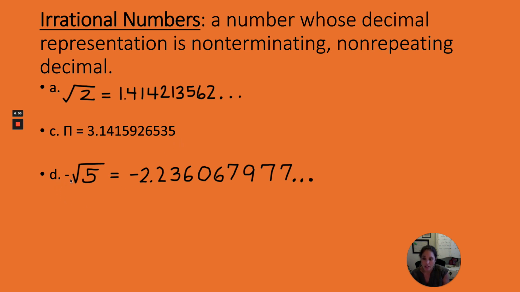So I have a negative square root of 5, and this would result in a negative 2.236, and so on and so forth. It is non-terminating and non-repeating.